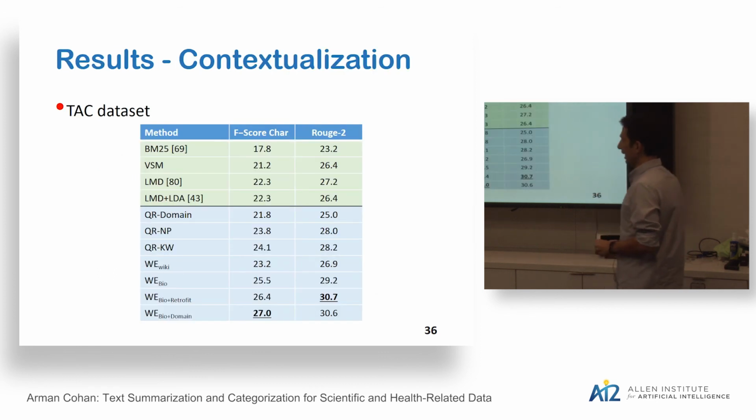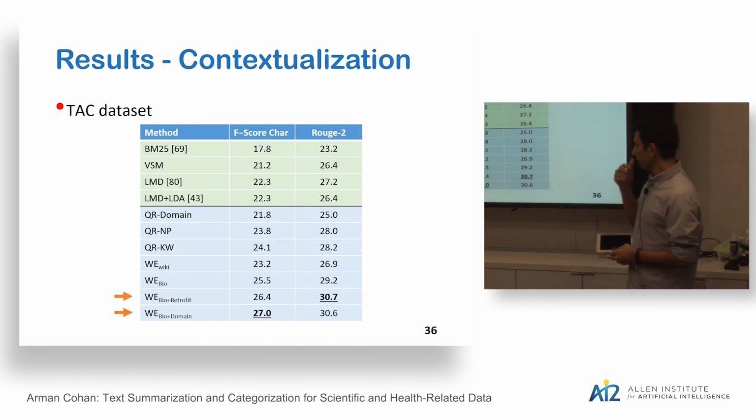These are the results on the TAC dataset. The top part shows baselines and the bottom are our methods. QR is query reformulation. You can see that query reformulation using keywords is working better than the others. Word embedding methods actually improve over those, and not surprisingly, biomedical trained word embeddings work better.